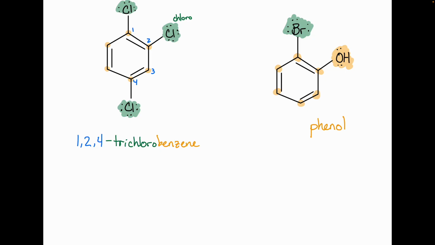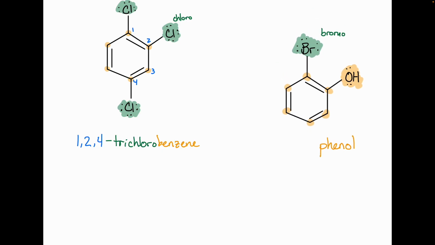We have this bromo group on here, and you're going to finish off naming this molecule by including that ortho-meta-para designation to indicate the spacing of those two groups.